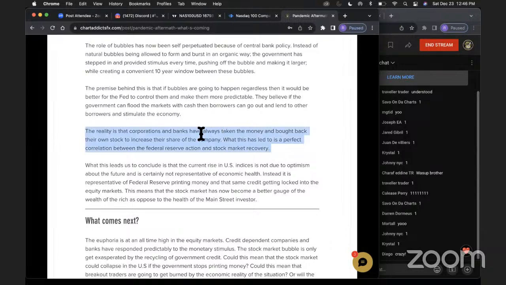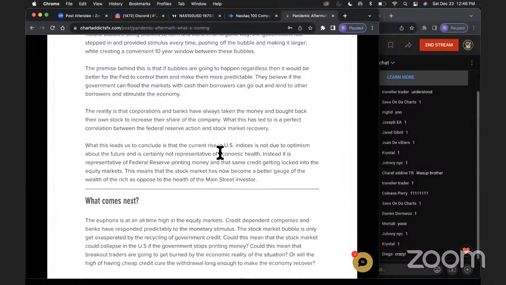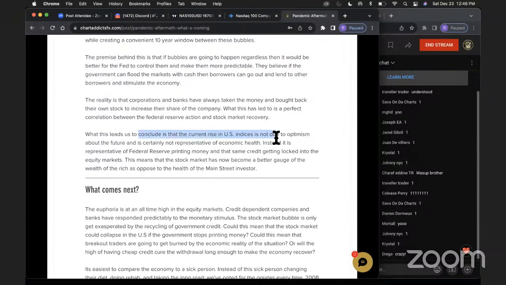Basically, I was just saying that whenever the Fed prints money, stocks go up. Whenever the Federal Reserve does not print money, stocks go down. And the biggest reason I pointed to was because when the corporations are getting money from the Fed, they're using it to buy back their own stock, not to go hire people and invest in research and development like they're supposed to.